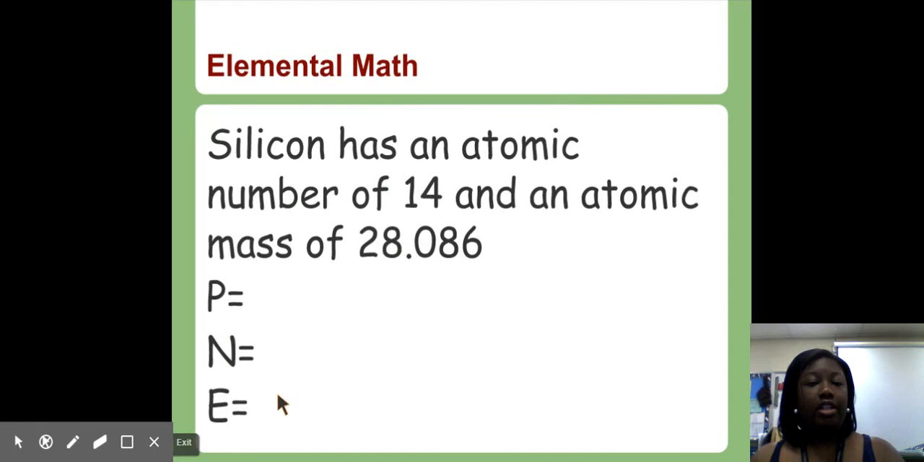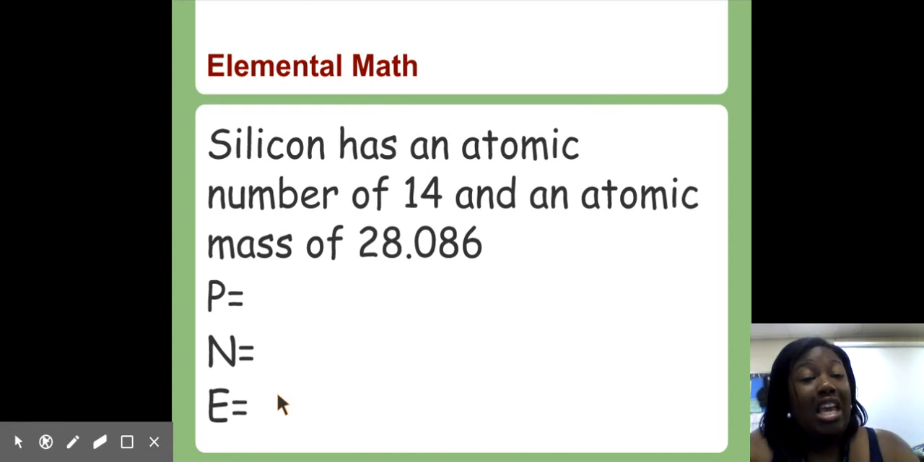All right, so elemental math. Yes, science is going to involve math. We already know that. This doesn't always follow the same pattern. Usually, like I said, the atomic number is always going to be at the top, decimal number, and so forth. So when we do our elemental math, when you look at the periodic table, if you are at home, it may look different than the one that's in the classroom that we practice with, okay?